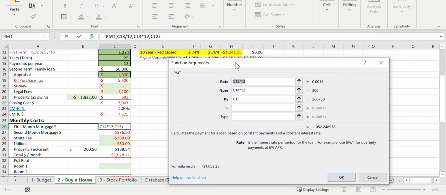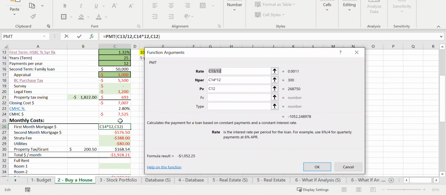So this brings up a wizard to help us build a function. Instead of typing the arguments into brackets, we can type them into this form. So I'll use this as an example. All right, so how does it work? Well, it asks the question, what is your rate? My rate is, I go down here to C13, it's 1.32.